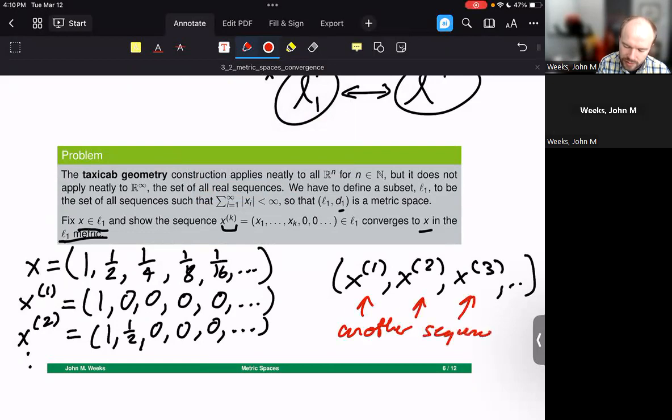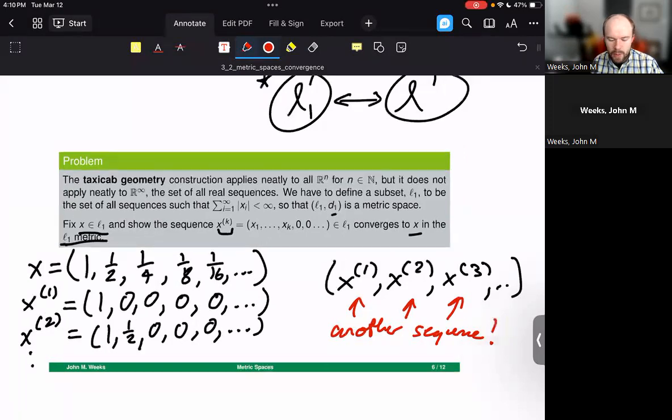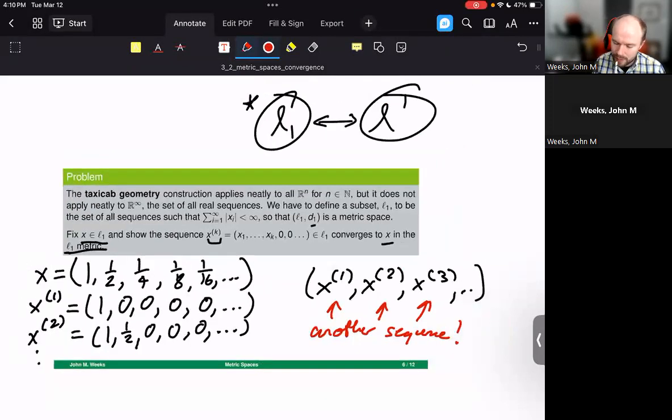These are all other sequences, not referring to the meta sequence, or however you would like to try and distinguish it from these other sequences that are given inside of this list. So the question is, how could we show that this sequence that is given here converges to x in the little L1 metric? Well, let's talk a little bit about what the little L1 metric is here.